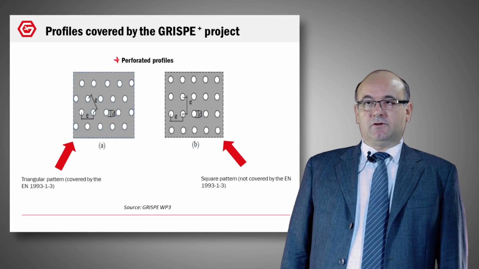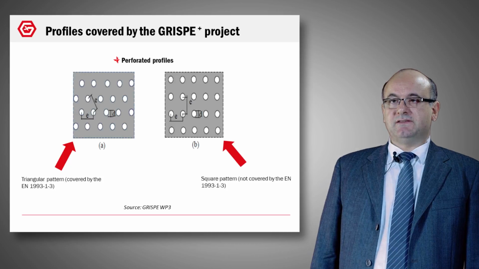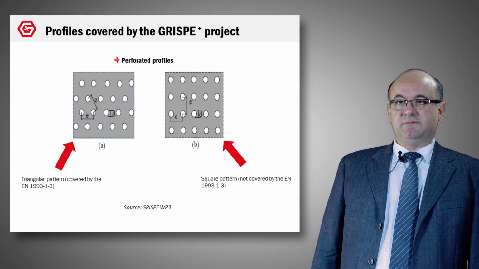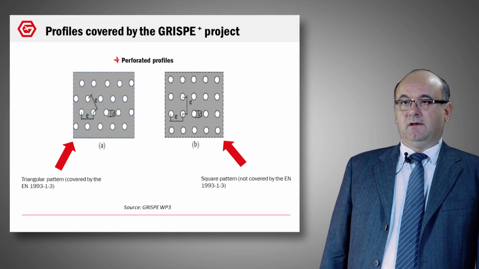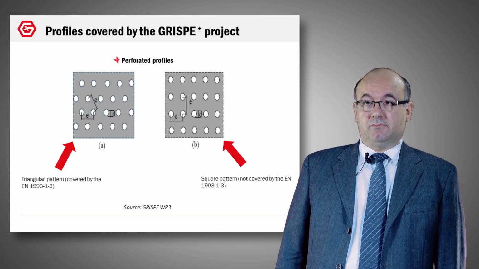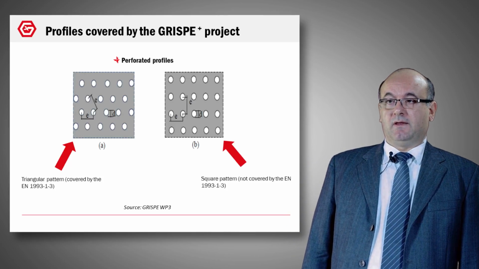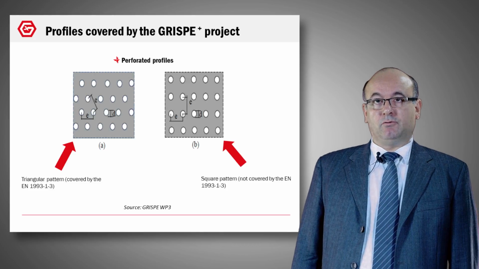Another topic concerns the acoustic. Due to acoustic, it is interesting to create perforations inside the cold-formed profile. This perforation can be in a triangular shape or a square shape. The problem is that the Eurocode covers today only the triangular shape and not the square shape. That is why this new distribution of the perforation was studied in the European project GRISPE+.